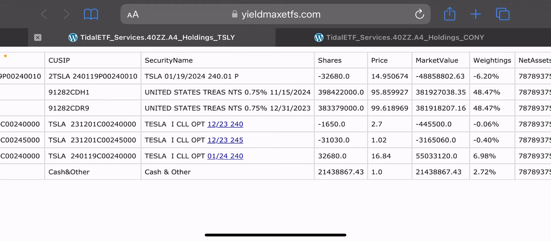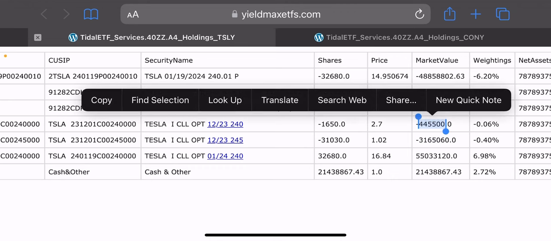Right now they're bringing it down by 445,500. So if Tesla continued to go down, this market value would be less, which would make our NAV greater. And why is that? It's because, again, this is how much it would cost to close out the position.